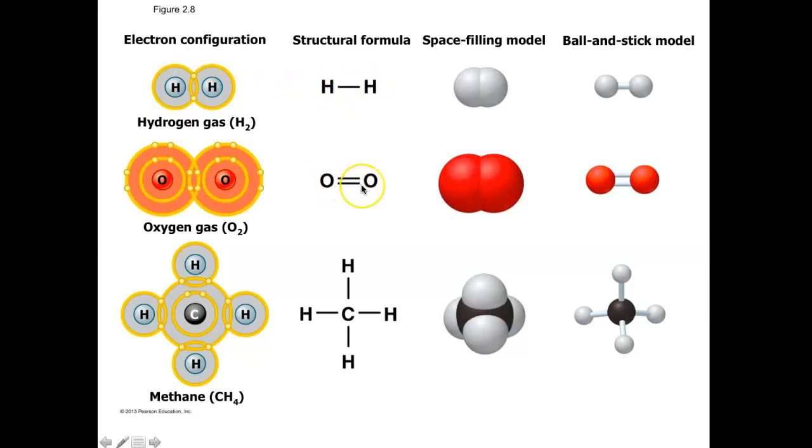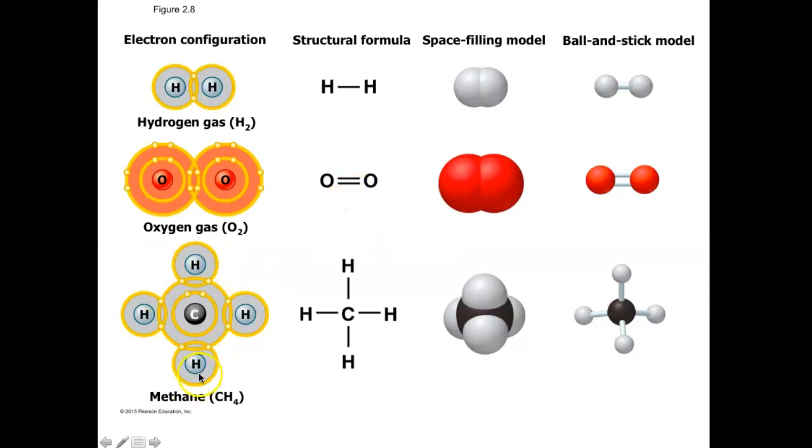In a double bond, which is completely possible, this oxygen is sharing two, and this oxygen is sharing two. So there's four, right? So this is a double bond. In some instances, you can have a triple bond. It's not shown here, but you can have a triple bond, which would be three lines.